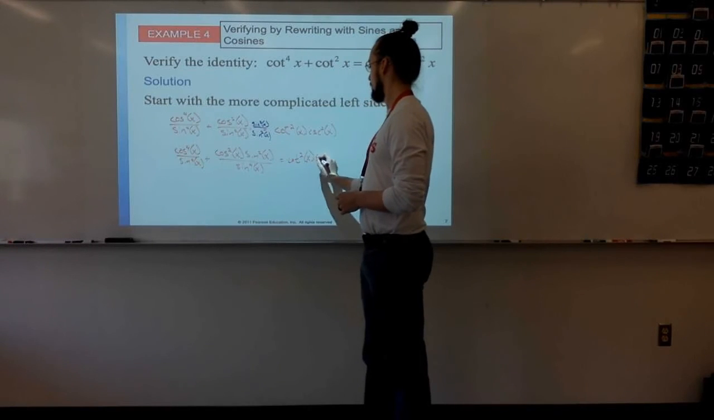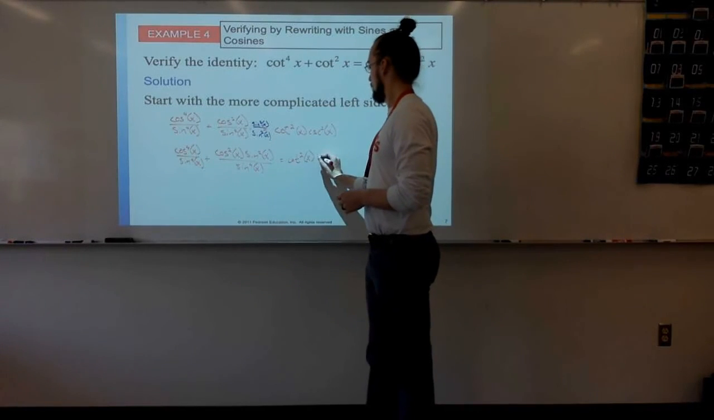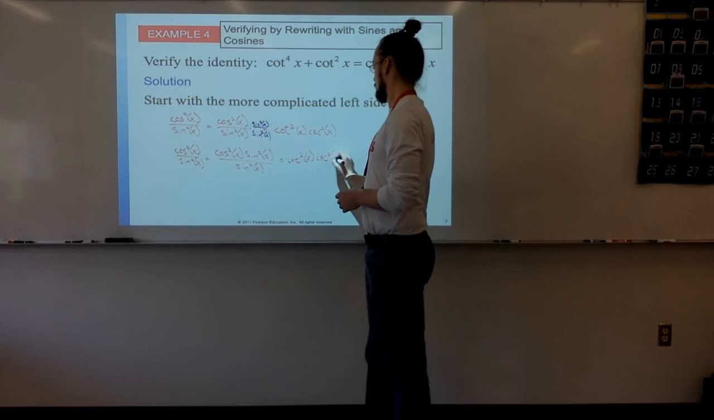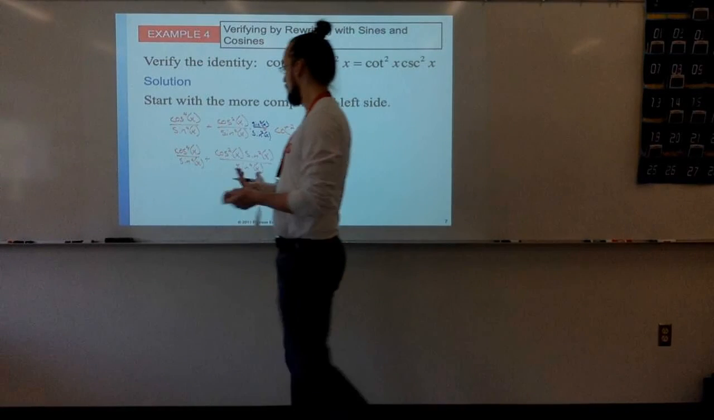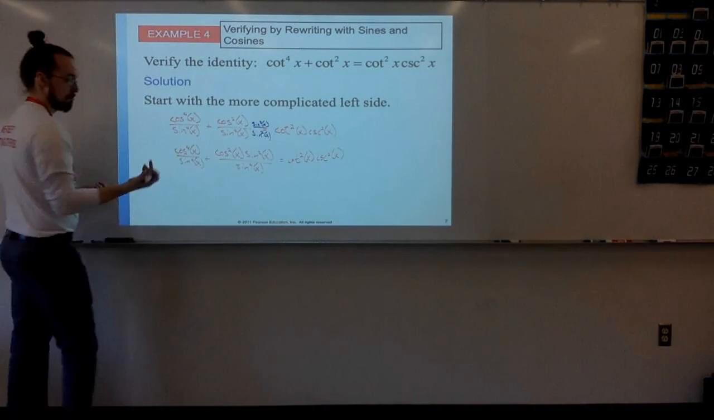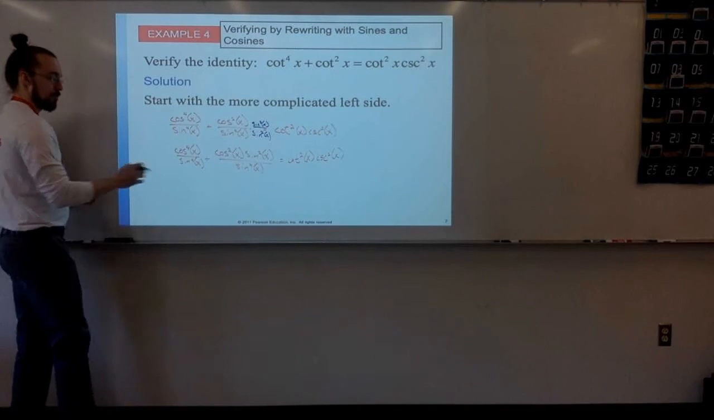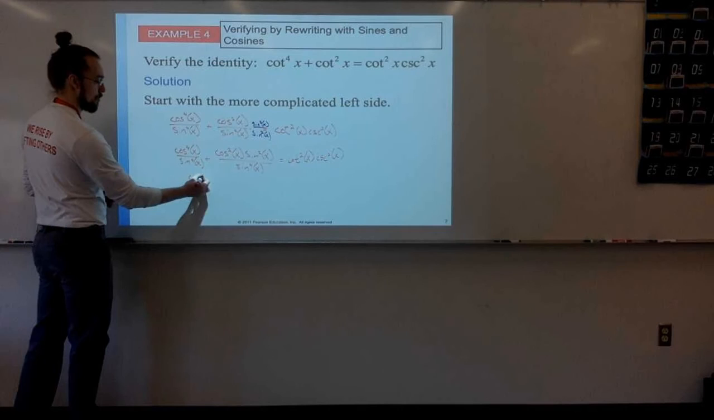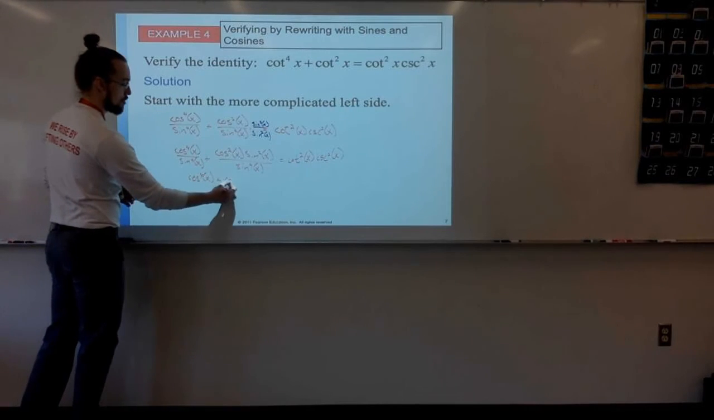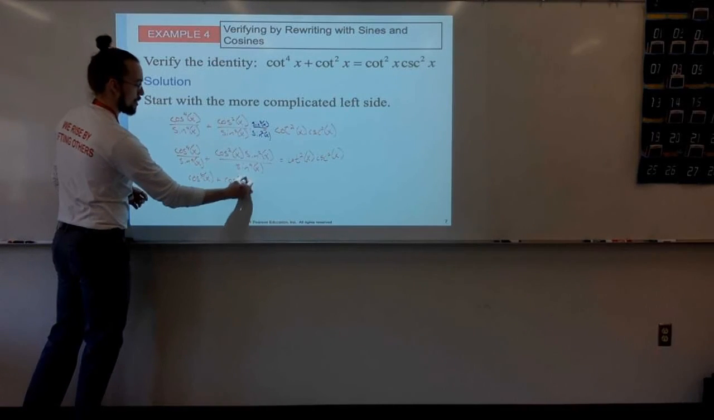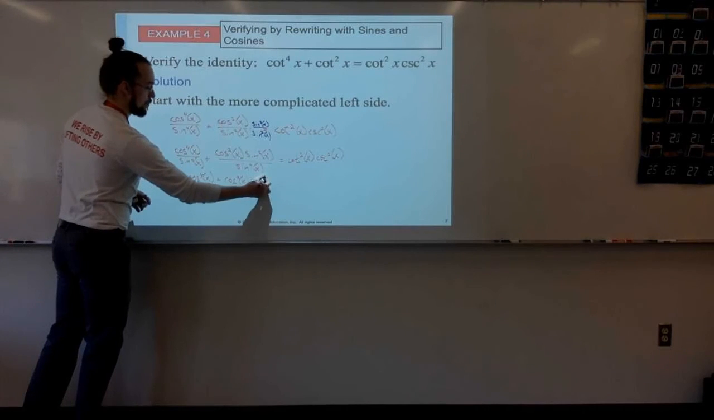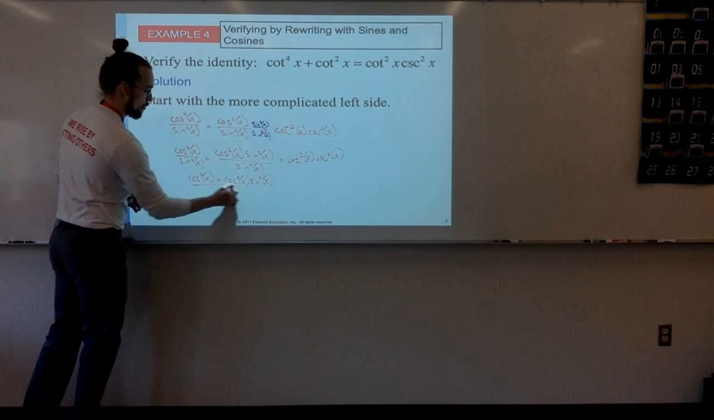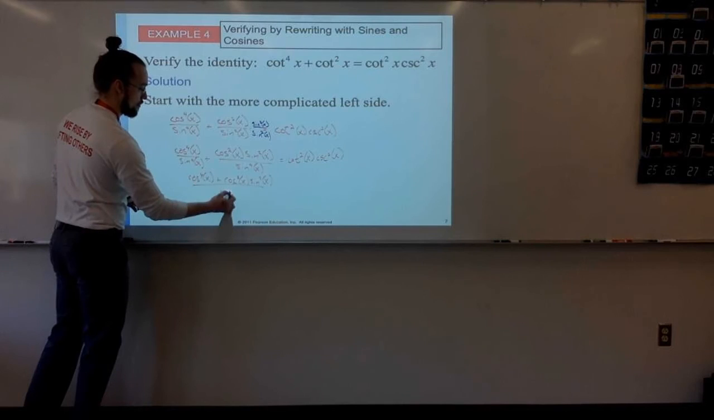I'll keep writing out this side here so we remember what we want this to equal. So now I can combine my fractions. Write this as cosine to the fourth plus cosine squared times sine squared all over sine to the fourth.